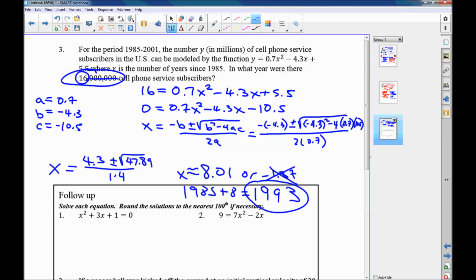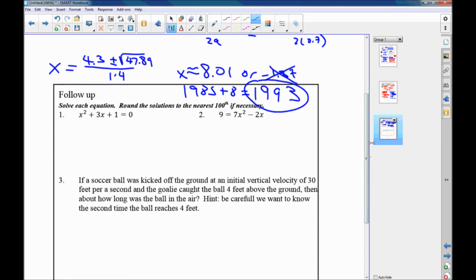All right, your follow-up down here is two equations. So solve each equation, round your solutions to nearest 100th. So you could pick any method, but I really suggest for both of them you use the quadratic formula, practice with it.